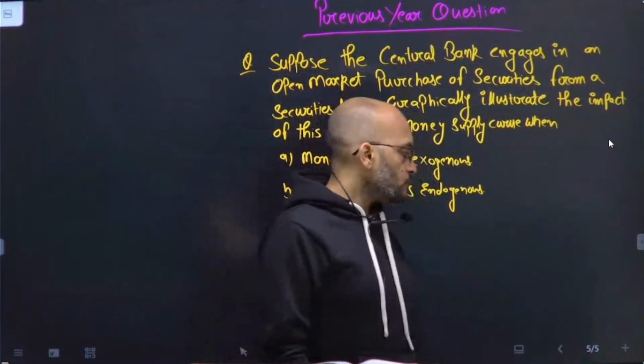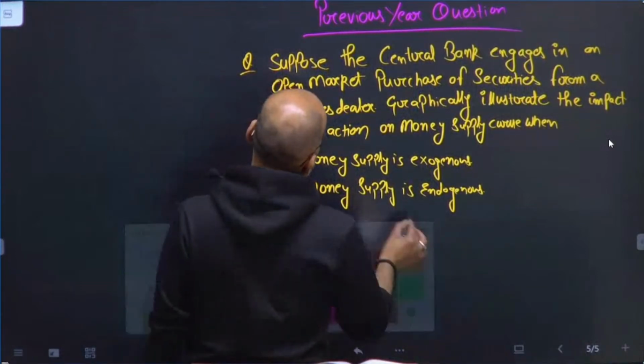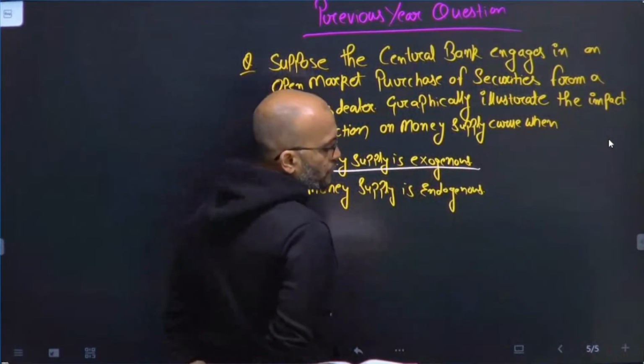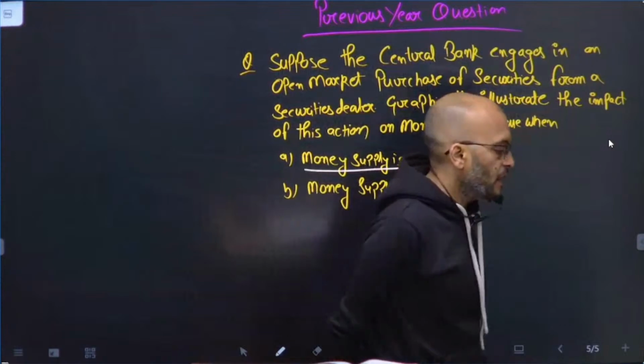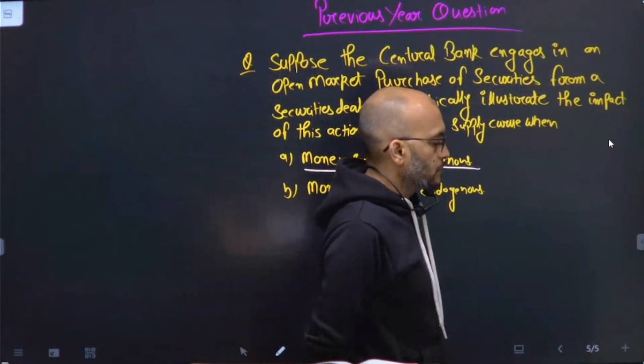Okay. So let me ask you, what will happen in this case? Money supply curve is exogenous. No, not you, Sakshi. Wait. I'm asking from Jyotika. Sakshi, not you.